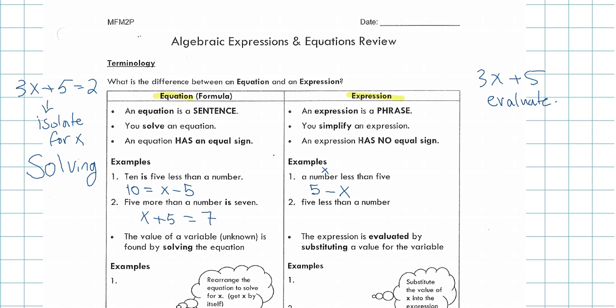Now the second one is 5 less than a number. X minus 5. And these two are not the same, right? 5 minus x and x minus 5, they're not the same. So you have to be careful. Again, we don't do that a lot, or I don't think we do it at all in grade 11, but it's things that you need to know in general.